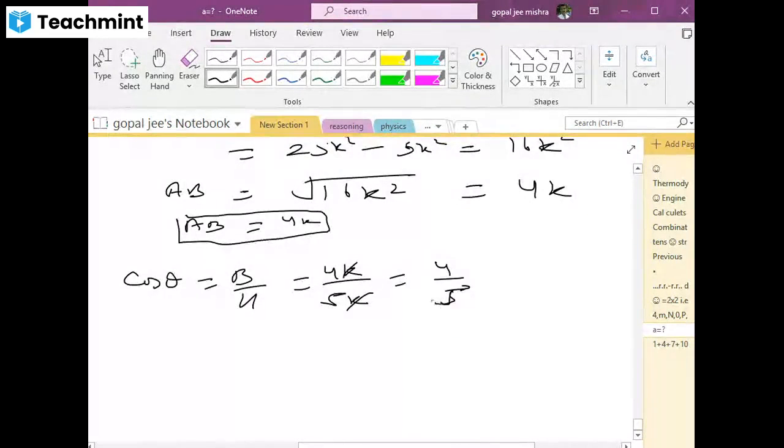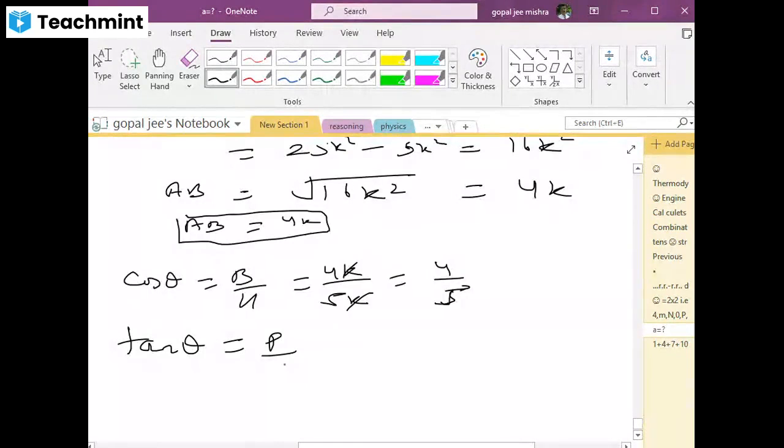Remember beta, after solving some questions, you may feel that this k is useless to put, but it is required. You have to mention this k. After that it will be cancelled. Okay, so that cos theta we have got.